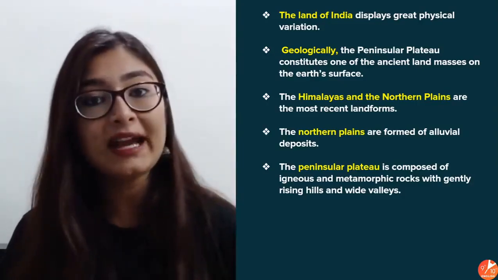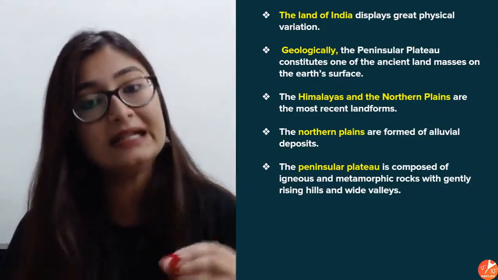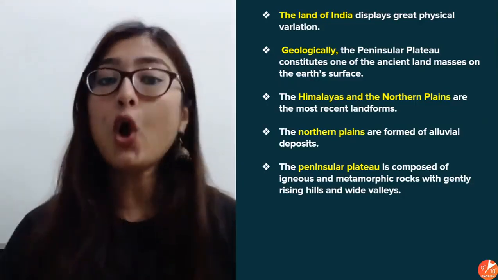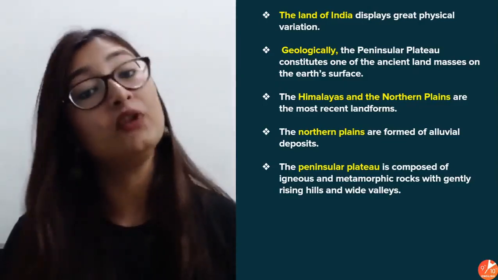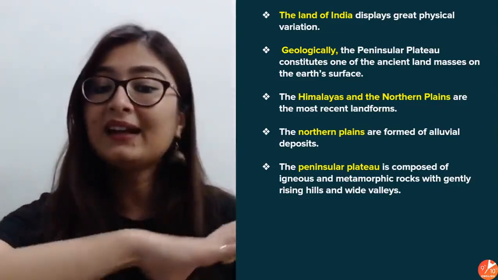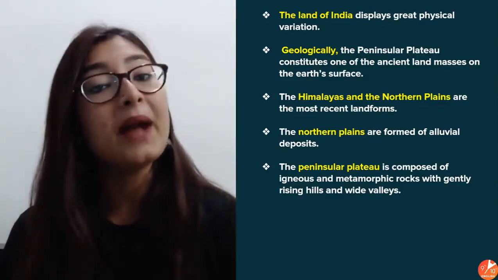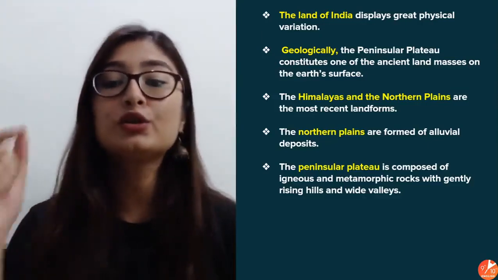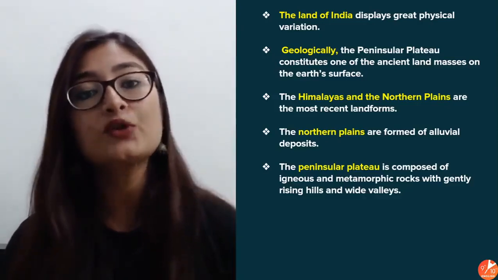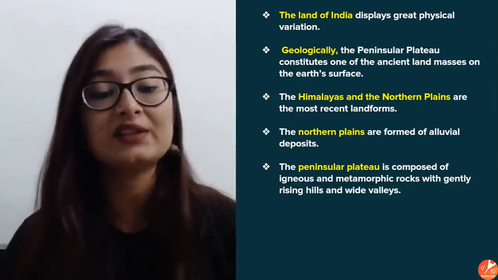And why are they so fertile? Because these sedimentary rocks, their sediments, their silts, and all of those things were being brought by the rivers from these mountains with all those minerals, which made the northern plains very, very fertile. And that creates the northern plains and the Himalayas, and that is why they are comparatively very young when compared to the peninsular plateau. And the peninsular plateau is actually composed of igneous and metamorphic rocks, whereas the Himalayas are sedimentary rocks.